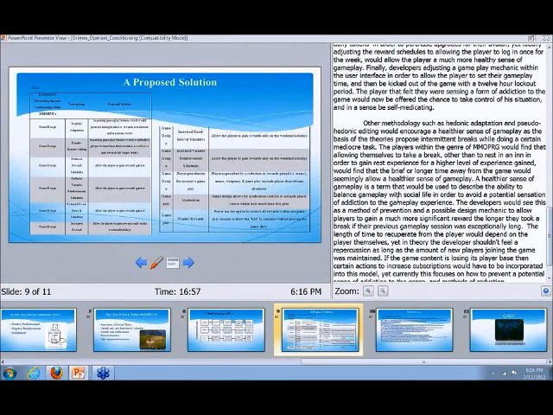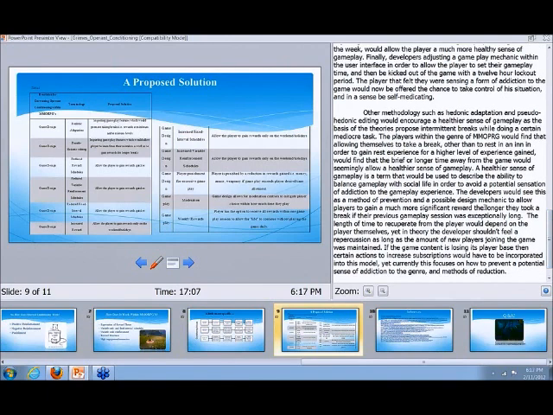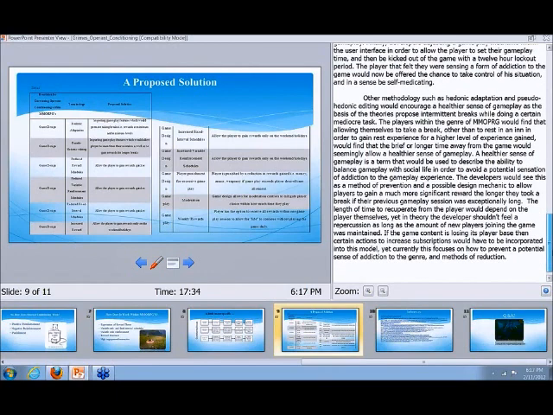The developers would see this as a method of prevention and a possible design mechanic to allow players to gain a much more significant reward the longer they took a break if their previous gameplay session was exceptionally long. The length of time to recuperate would depend on the player themselves, yet in theory, the developer shouldn't feel a repercussion as long as the amount of new players joining the game was maintained. If the game content is losing its player base, then certain actions to increase subscriptions would have to be incorporated into the model. And currently, this focuses on how to prevent a potential sense of addiction to the genre and methods of reduction.